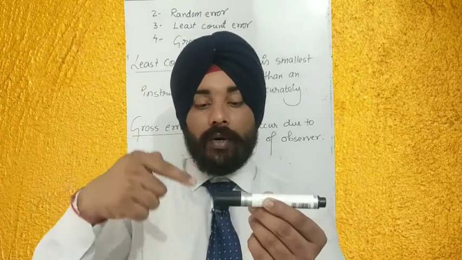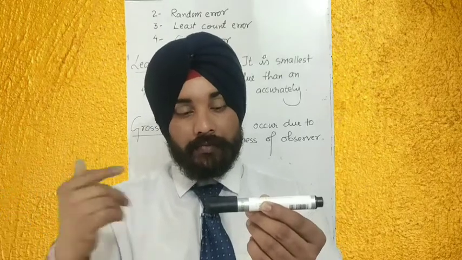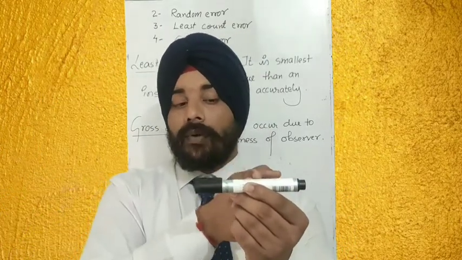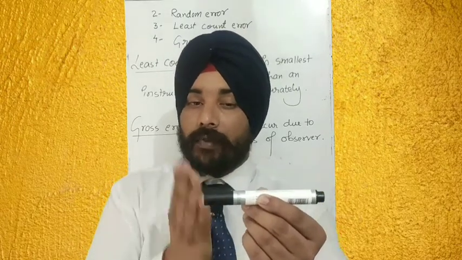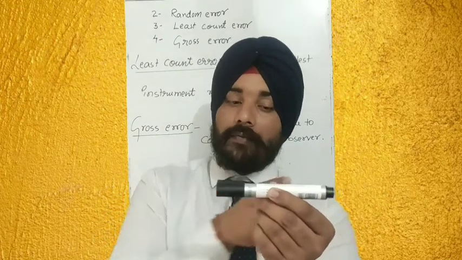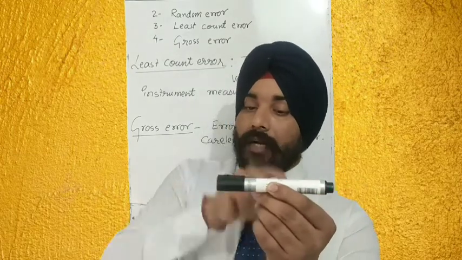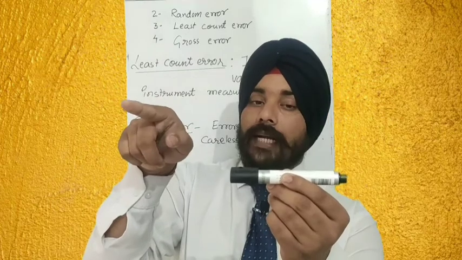If you are observing the length of the line from my right side, you will observe that the length of the line is 4.9, 1 millimeter less. If you are measuring the same line from my left side, you will see that the length of the line is 5.1 centimeter.